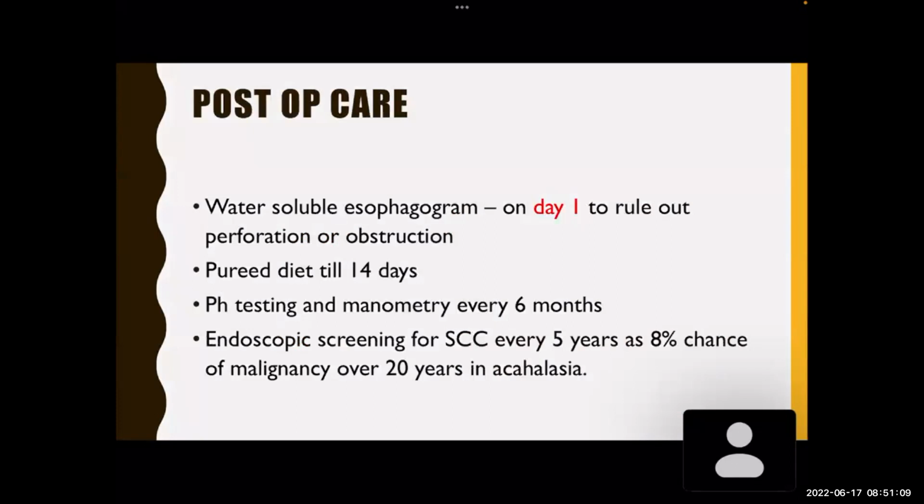So, post-op care. A water-soluble esophagogram with an iodoxol kind of dye should be given on day 1 to rule out perforation or obstruction. A pureed diet, all mixed diet, should be given in ground form for 14 days. And pH testing and manometry should be done every 6 months. Also, endoscopic screening for squamous cell carcinoma should be done every 5 years, because achalasia cardia is associated with squamous cell carcinoma, with an 8% chance of malignancy seen over 20 years.